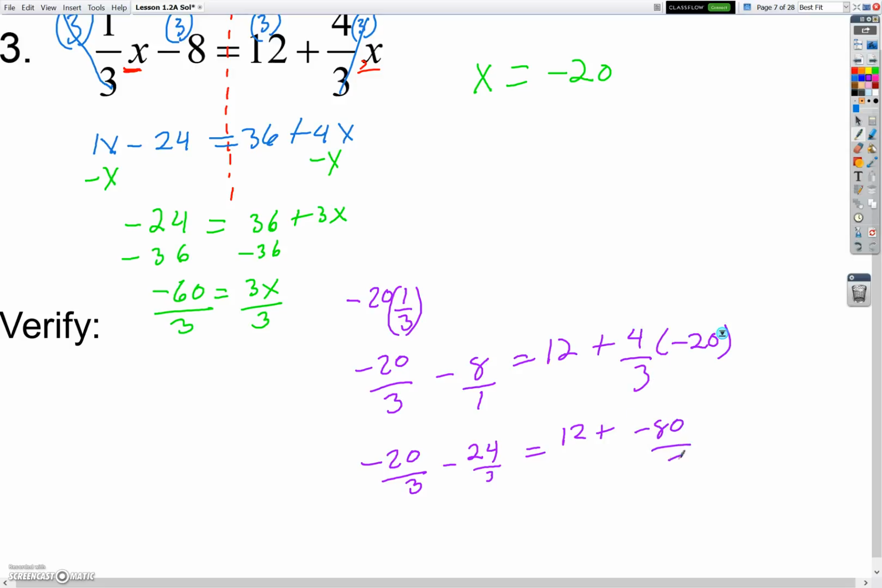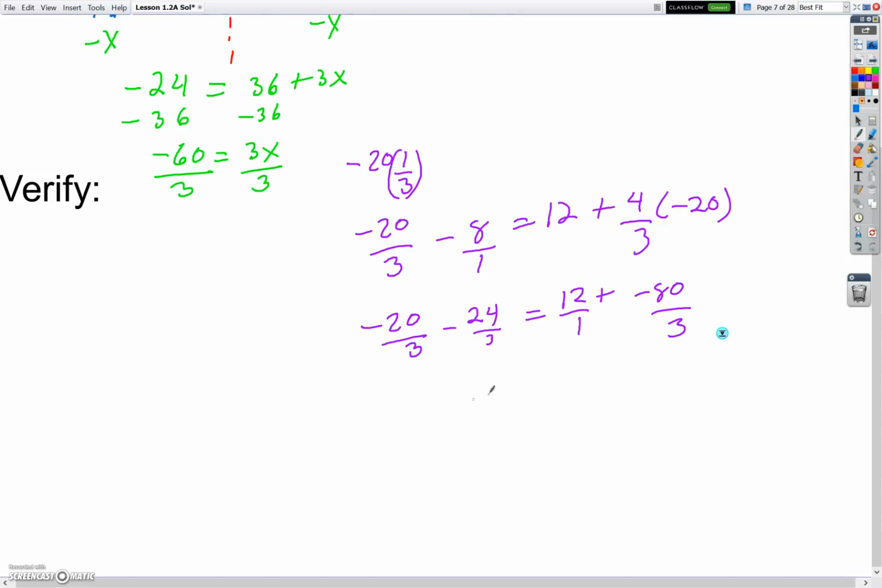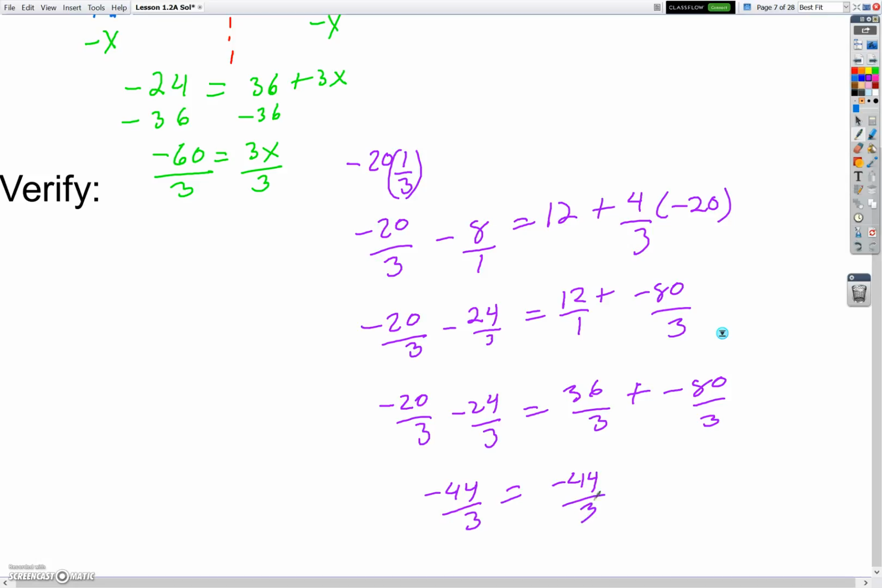And same idea here, I want these to have a common denominator, that will be 3. So how I do that is I'm going to multiply the top and the bottom by 3. So I'm going to have negative 20 over 3 minus 24 over 3 is equal to 36 over 3 plus negative 80 over 3. So now what I'm going to do is combine like terms and have negative 20 minus 24, which will be negative 44 over 3, is equal to positive 36 plus negative 80 is negative 44, and I still have my denominator of 3. Those are equal, so my problem is now verified, and I can move on to the next one.